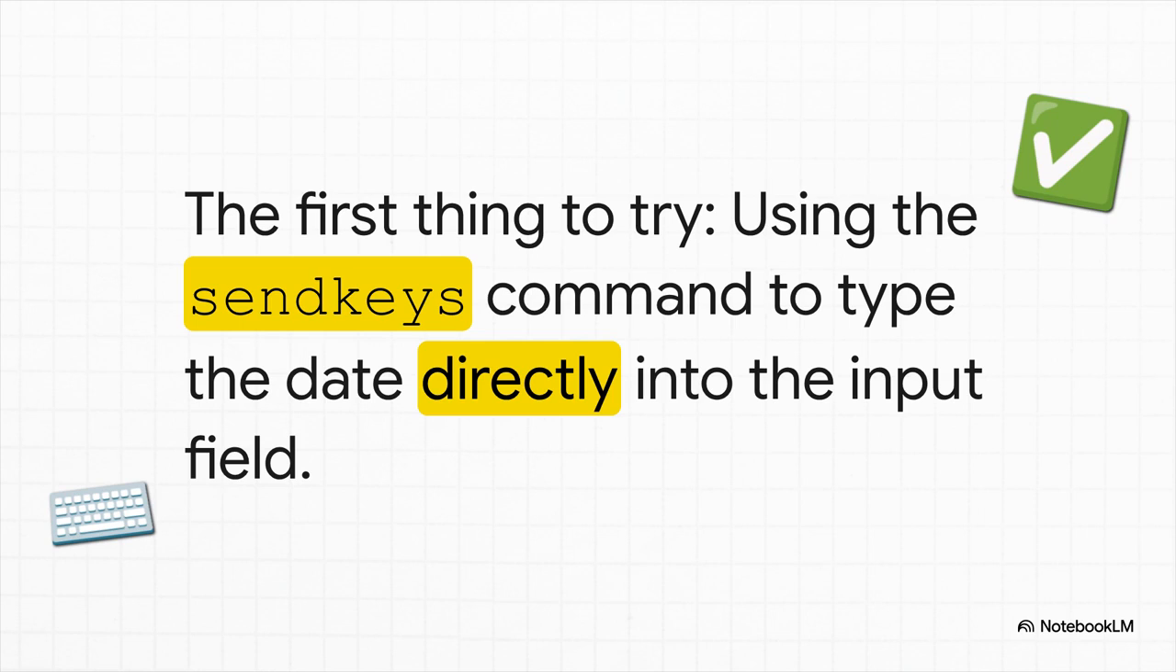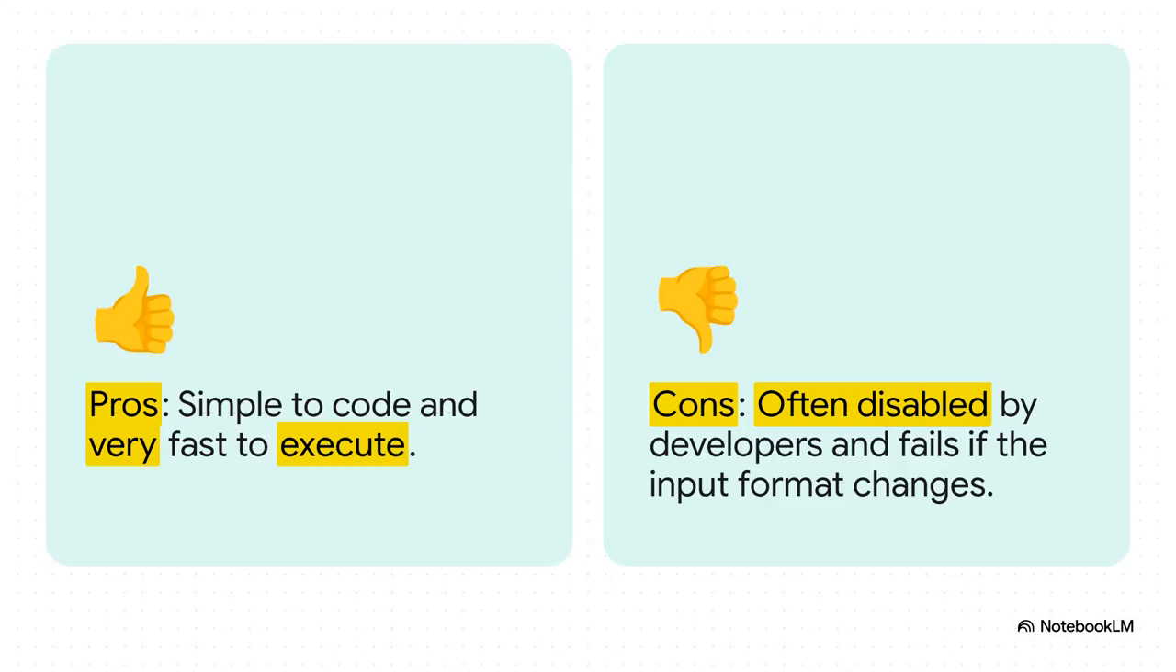It's basically the same as a user just typing 05/20/2025 right into the field. So what's the catch? Well, on the one hand, this is super fast and ridiculously easy to code. But, and this is a big but, a lot of developers disable that direct input on purpose. They want to force you to use the calendar to pick a valid date. So yeah, it's always worth a shot, but you definitely can't rely on it.